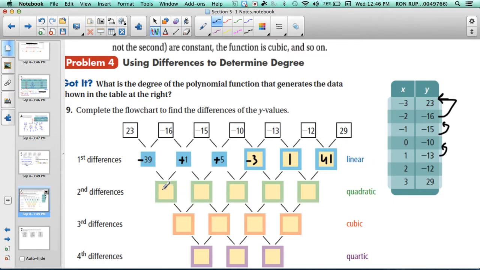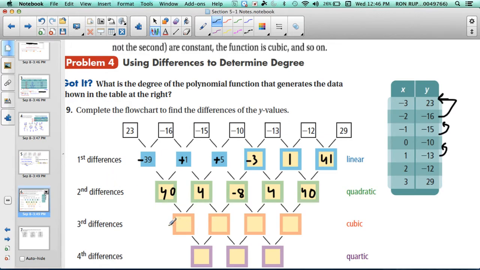1 minus negative 39, that's a difference of 40. 5 minus 1 is 4. Negative 3 minus 5 is negative 8. 1 minus negative 3 is 4. And 41 minus 1 is 40. Definitely a pattern here: 40, negative 8, 4, 40. Definitely a pattern. But are all these numbers the same? No. So it's not quadratic. If the difference of the difference, meaning the second set of differences, were all the same, it would be quadratic.